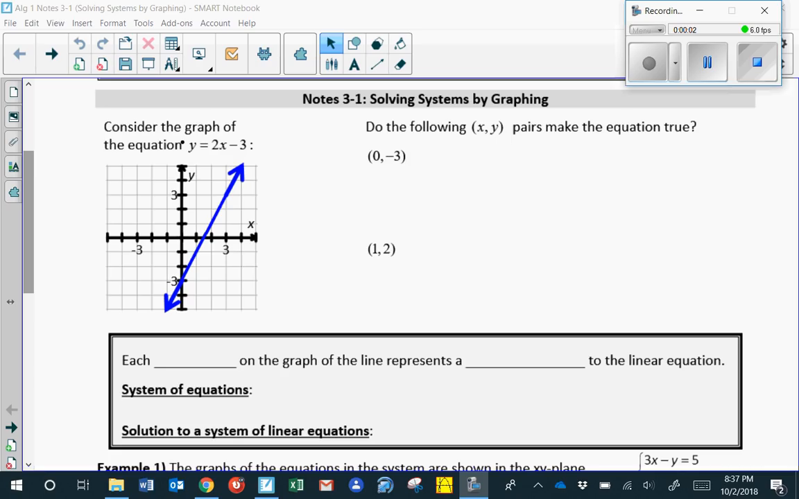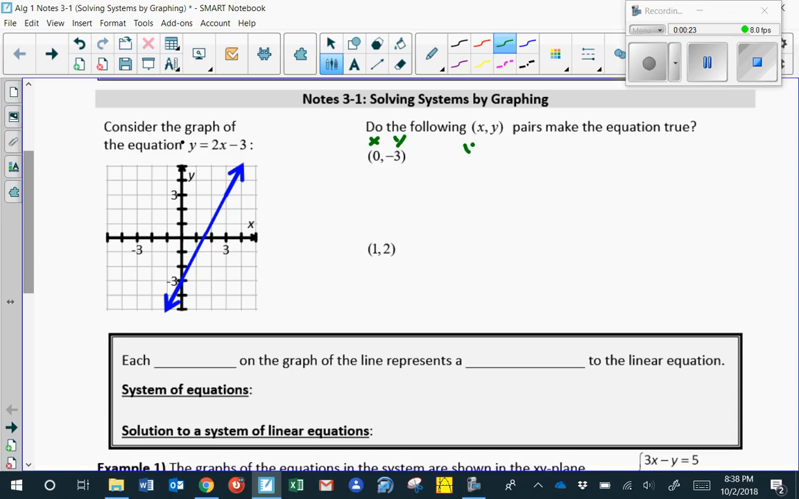Okay, in Unit 3, we are going to start looking at solutions to equations with two variables in them. Remember that a solution is what makes an equation true. So we're going to look at the point (0, 3). Remember what that means. That means that x is 0 and y is 3. And we're going to see if that makes the equation y = 2x - 3 true.